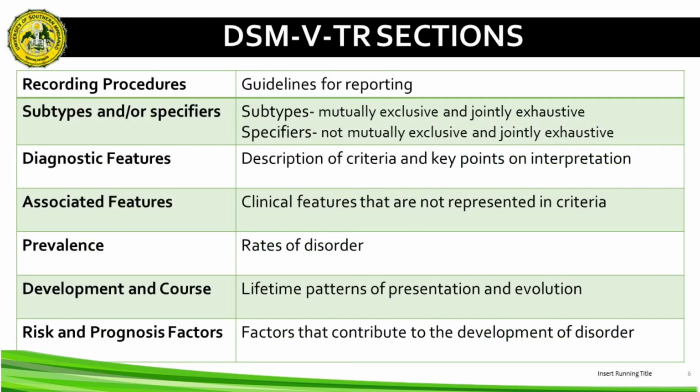DSM contains sections and they are the following. First, we have the recording procedures. It provides guidelines for reporting the name of the disorder and for selecting and recording the appropriate ICD-10-CM diagnostic code. It also includes instructions for applying any appropriate subtypes or specifiers. Yung subtypes at specifiers provide ng brief description ng applicable subtypes or specifiers.